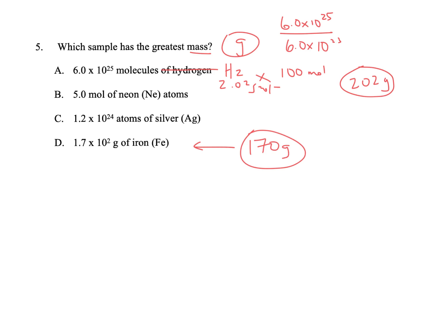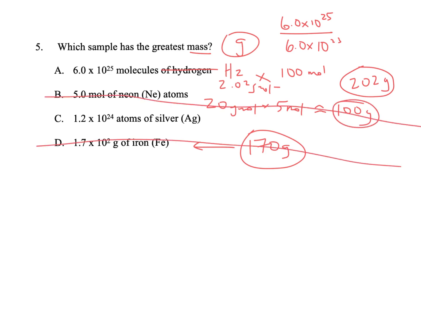In B, 5 moles of neon. We need to look up neon on the periodic table. 20. Just guesstimate, because it's paper 1, old school paper 1. You don't have a calculator, so you've got to be able to do it without a calculator. 20 grams per mole times 5 moles. That's around 100, so that's a loser. It's not going to be enough. Forget it. The other ones are heavier. That one's not heavy enough either.